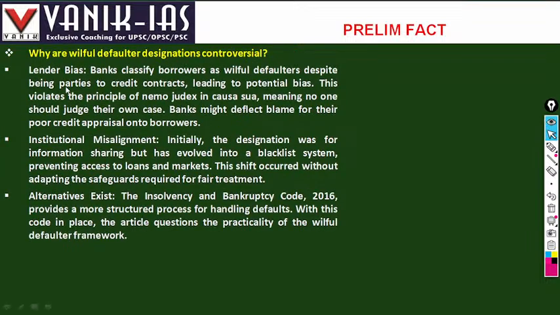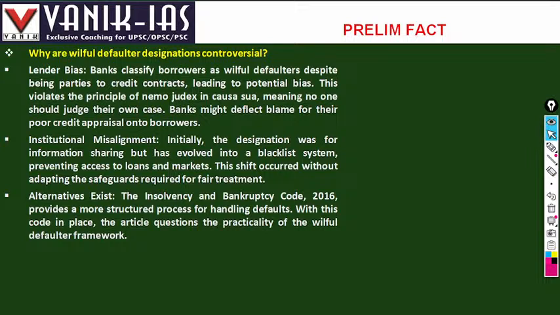Why are willful defaulter designations controversial? First, lender bias. Banks classify borrowers as willful defaulters despite being parties to credit contracts, leading to potential bias. This violates the principle of nemo judex in causa sua, meaning no one should judge their own case. Banks might deflect blame for their poor credit appraisal onto borrowers.